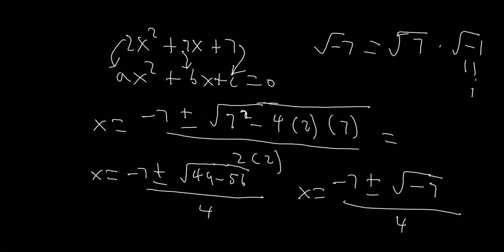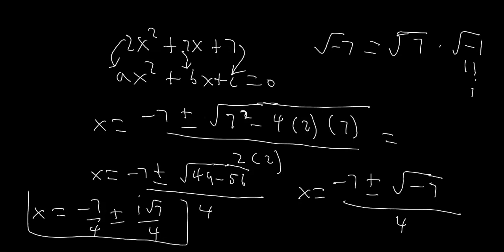So x is just equal to, right, our two solutions are going to be negative 7 over 4 plus or minus i times the square root of 7 over 4. And it's two solutions because there's a plus or minus. Okay, let's try one more example.